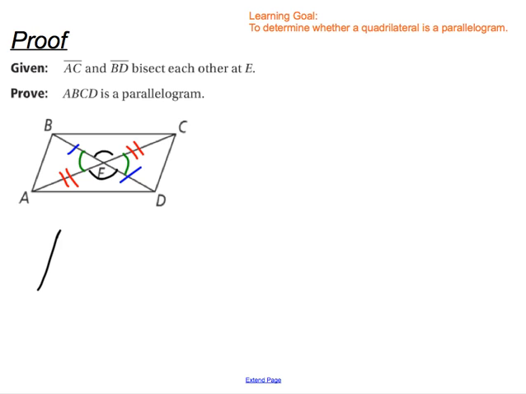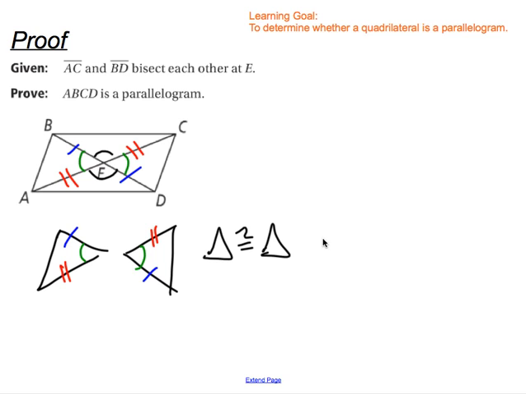So if we separate triangle AEB and triangle ECD and we remark them, we can see that the vertical angles give us the one angle marked green. The blue segments are on one side of the green angle, and the red segments are on the other side of the green angle. So in this case, we can say that these two triangles are congruent, and we can say that they're congruent by side angle side.